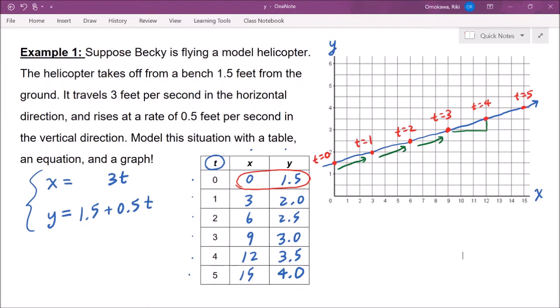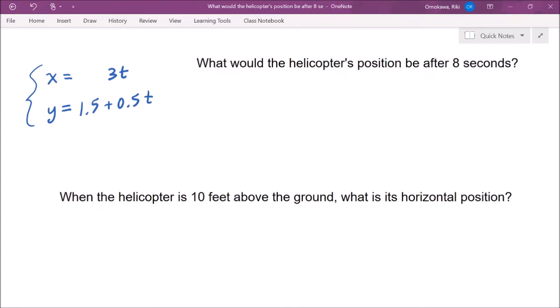We've modeled it. We could use the equations, the table, the graph to predict or calculate where the helicopter will be over time, as in where the helicopter will be as time goes on, or where it will be at certain moments in time. So specifically, how would we go about calculating things? So first off, I've got our equations in our model here. And then some questions. What would the helicopter's position be after 8 seconds?